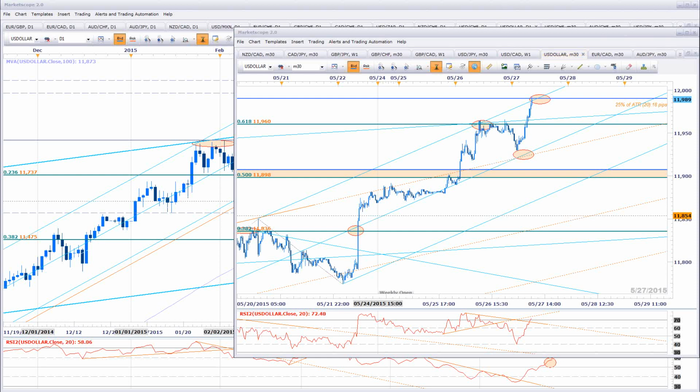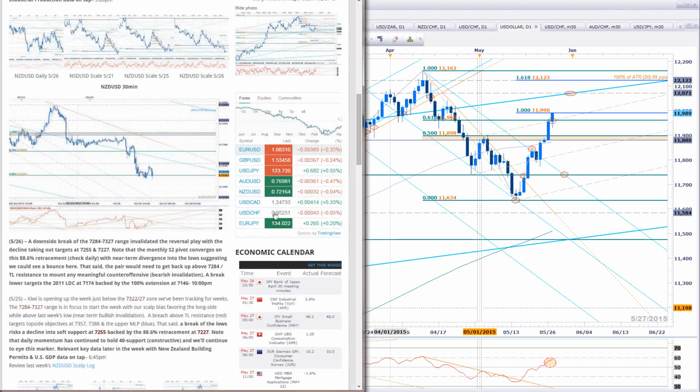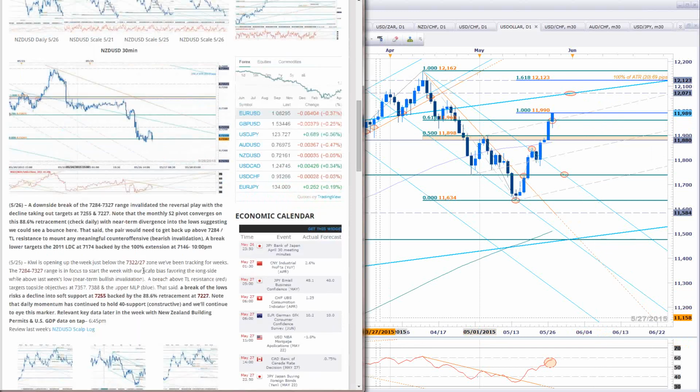All right, so that is the Kiwi dollar. Still in focus on the downside here. As long as you hold below 72.84, you're still at risk. We'll see if we can get that reaction here.